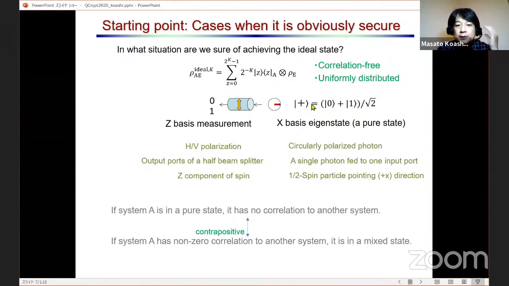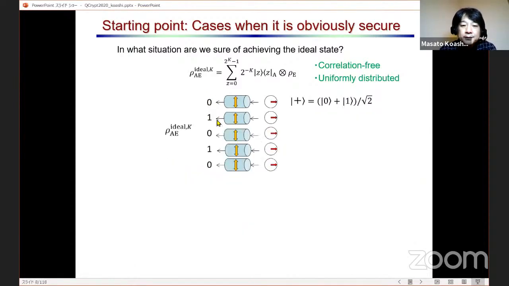Obviously, if you prepare a qubit in an X basis eigenstate, then make a measurement on the Z basis here, then this bit would be truly random. This is because this state is a pure state, and a pure state should have no correlation to other systems. So if you do this measurement, then you have a perfect 1 bit of key. You can easily generalize this to K qubits in a pure state here, then make a Z basis measurement. Then surely you would have this ideal state here.